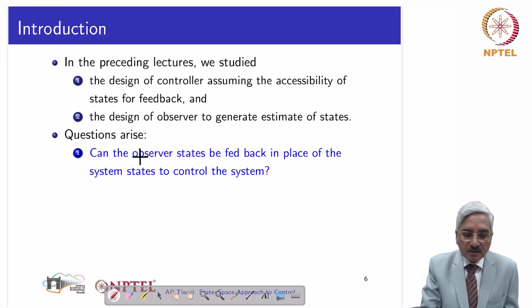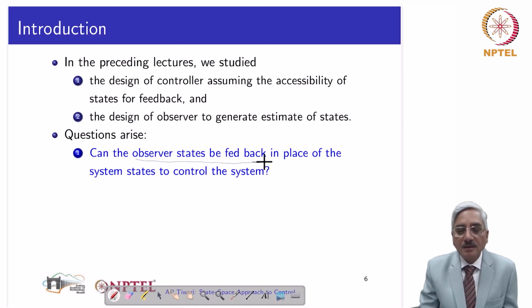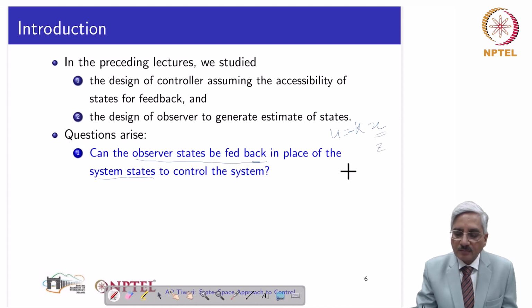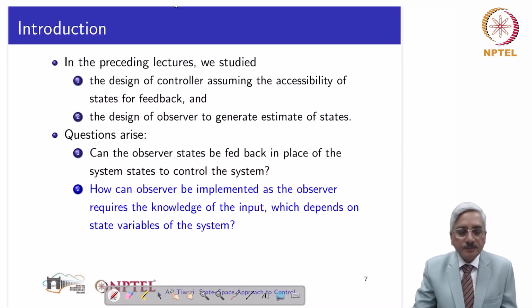Can the observer states be fed back in place of the system state to control the system? So we designed u equal to minus Kx, and we want to use z here. So we want to implement u equal to minus Kz. Now can it be done? Is it possible to feed back z in place of x? This is the first question. The second question arises like this.